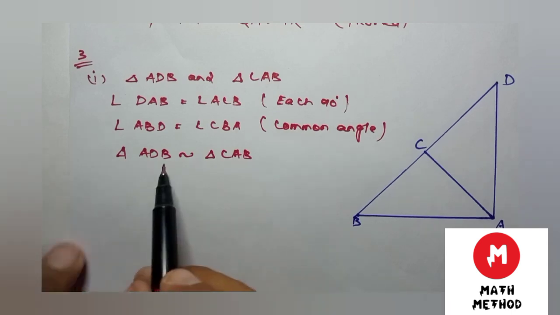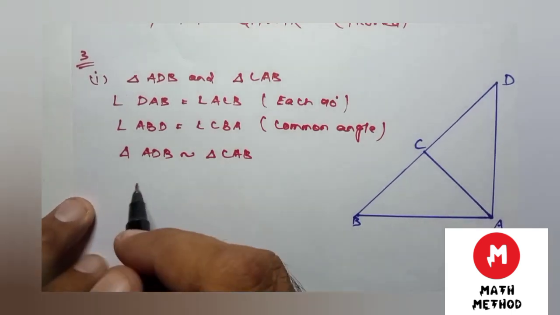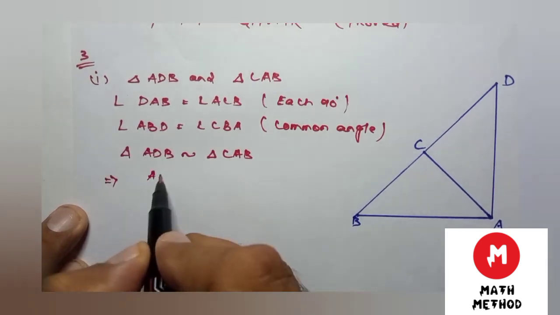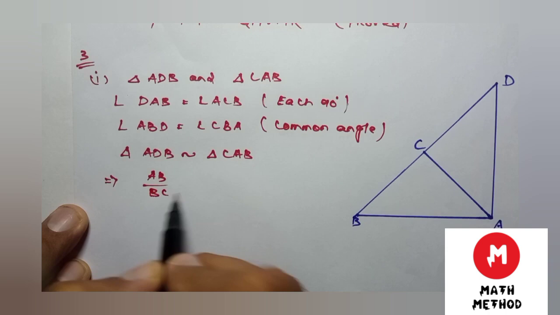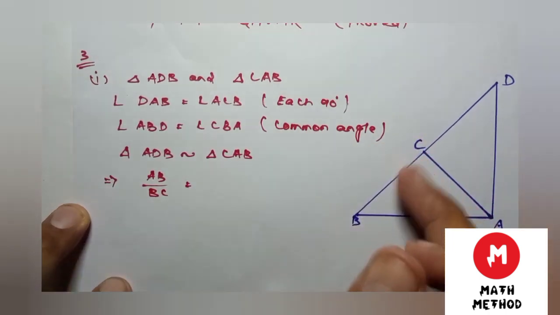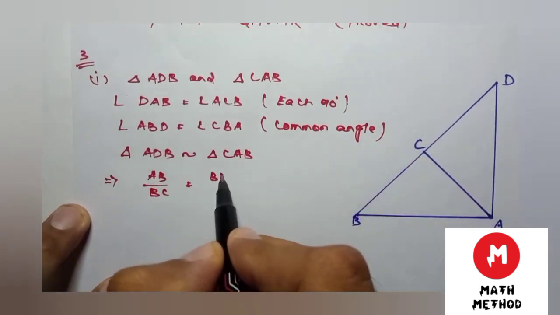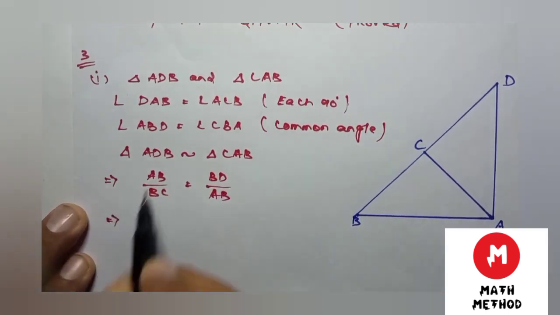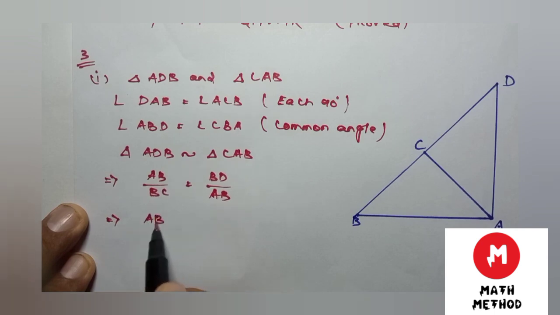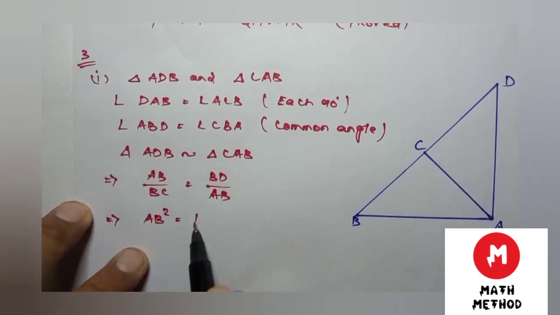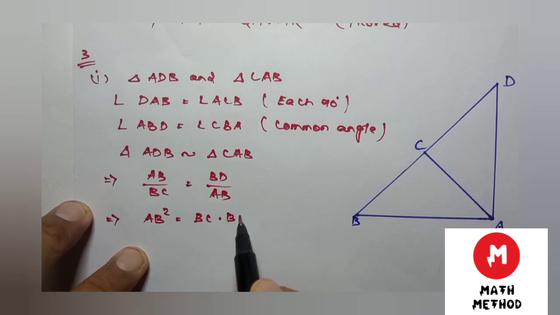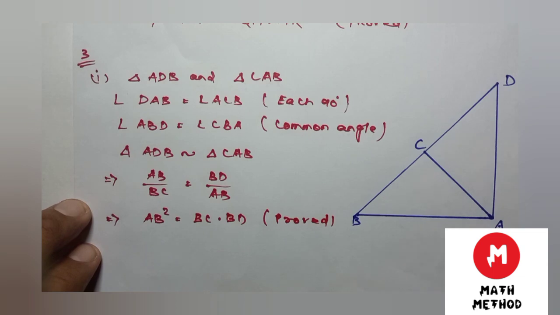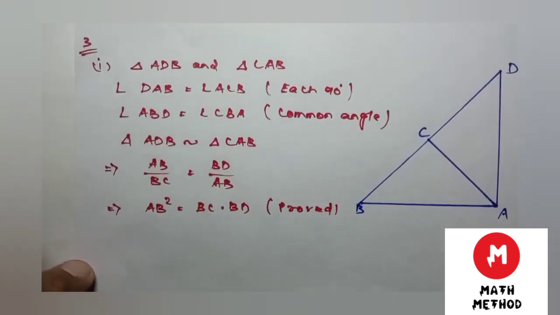So therefore both triangles are similar, therefore their corresponding sides are in the same ratio, which implies AB upon BC is equal to the corresponding side BD upon AB. Now cross multiplication, AB into AB, our AB square is equal to BC into BD. Proved. This is our part 1 proved. Similarly, you have to prove part 2 and part 3.